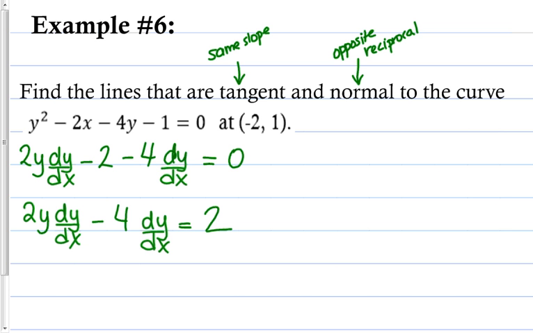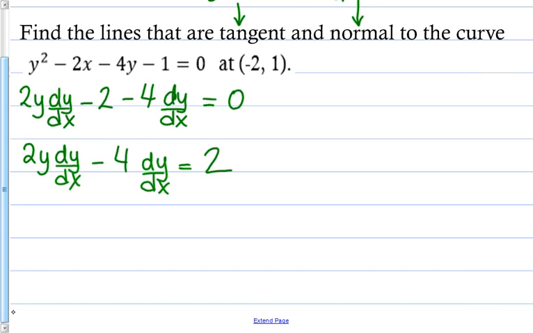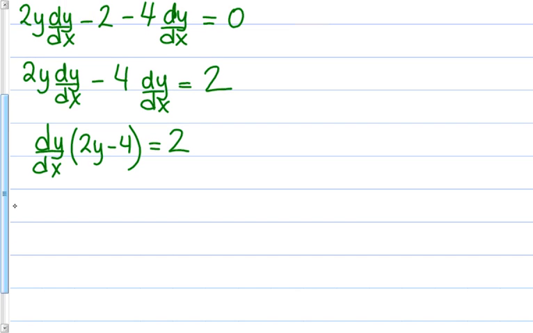Okay, I'm going to factor out the dy/dx's. So I have one big fat dy/dx out in front here, and then 2y minus 4, and that equals 2. I need to get the dy/dx by itself. The only way to do that right now is to divide. So I'm going to divide 2y minus 4 from both sides. I'm going to end up with dy/dx equals 2 over 2y minus 4. So basically, that is the equation that will get me my slope.